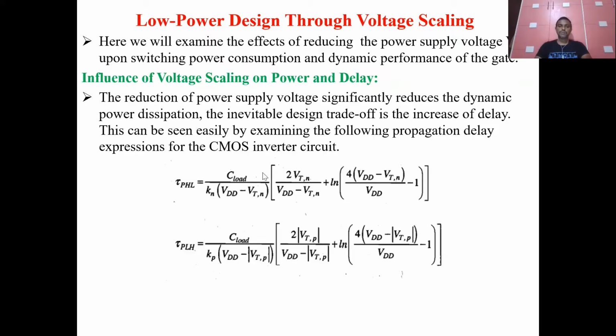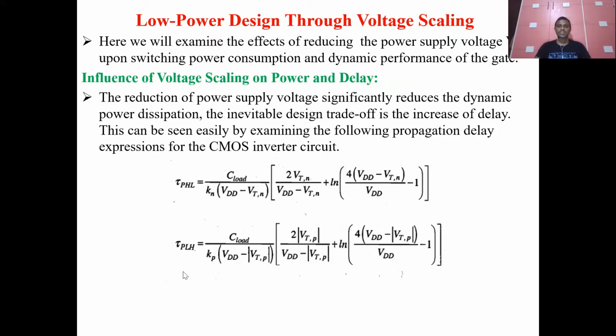This is the propagation delay, and for low to high there is only one change. When the output goes from high to low, the pull down transistor is on, and the load capacitor discharges through the NMOS transistor, so the output goes from the higher value to the lower value. That's why we consider the threshold voltage of the NMOS transistor.